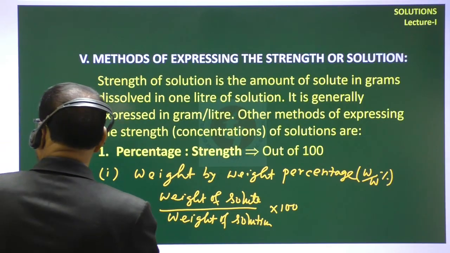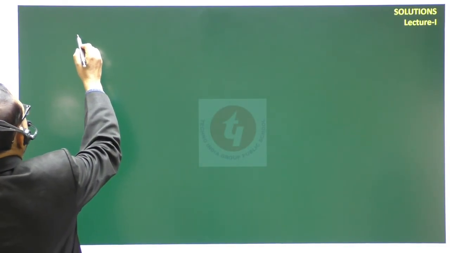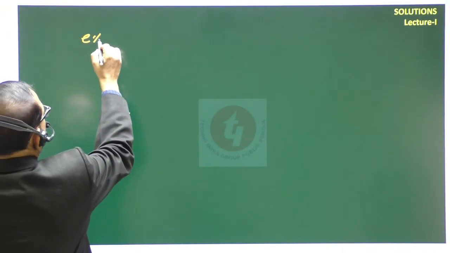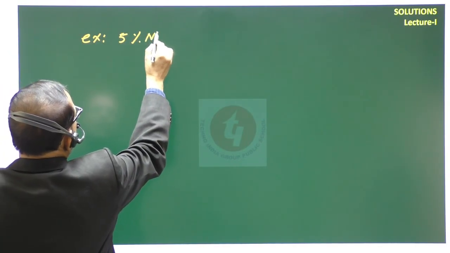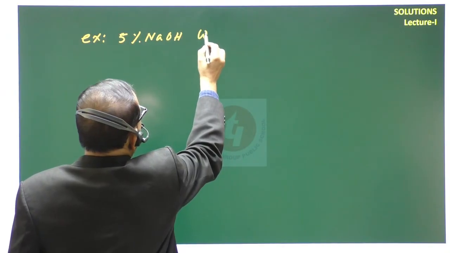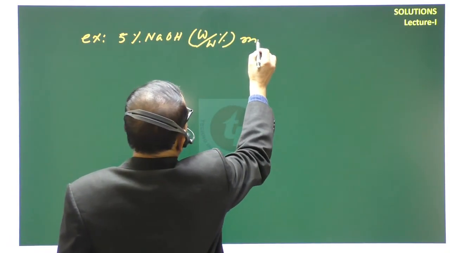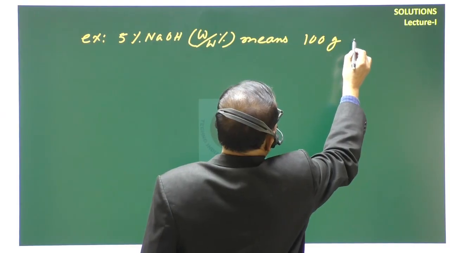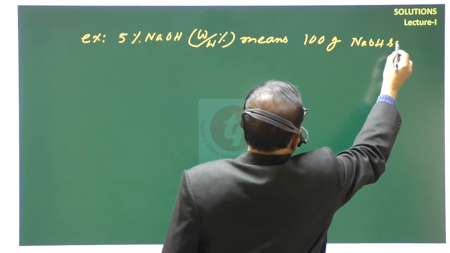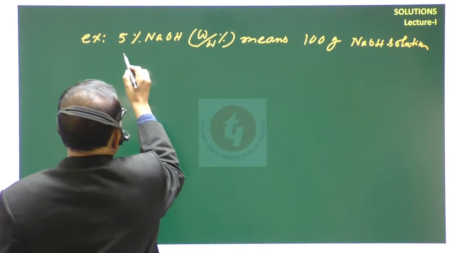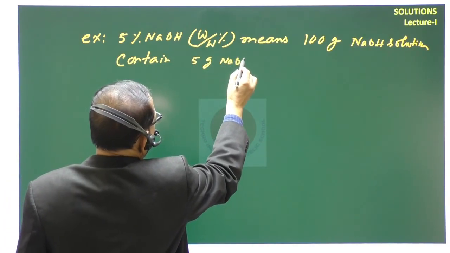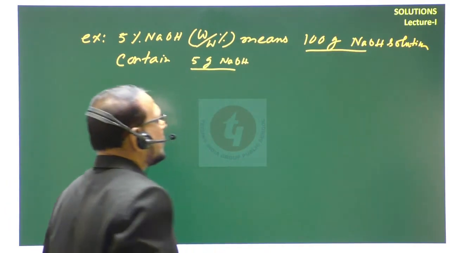Next page you can write. One example: 5% NaOH weight by weight percentage means 100 gram NaOH solution contains 5 gram NaOH.